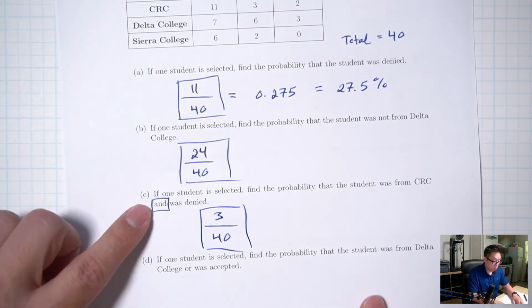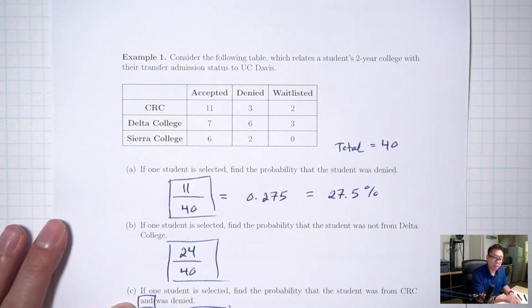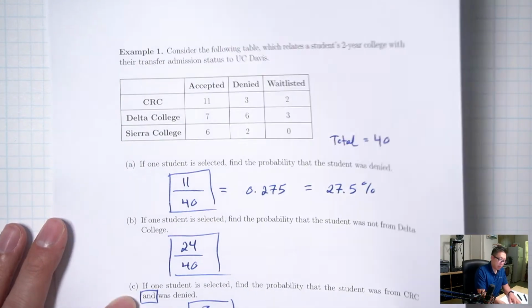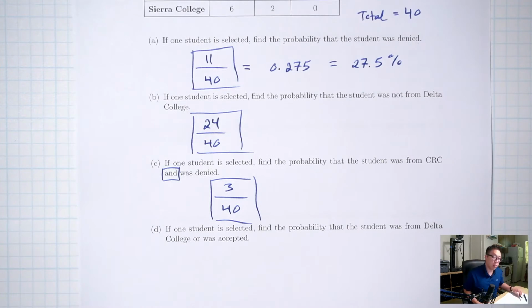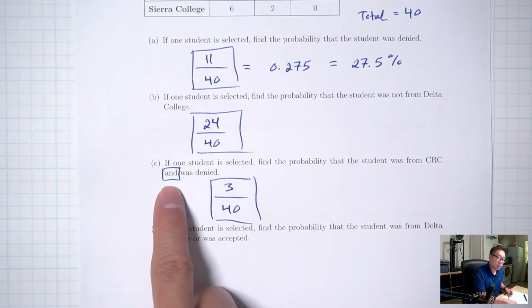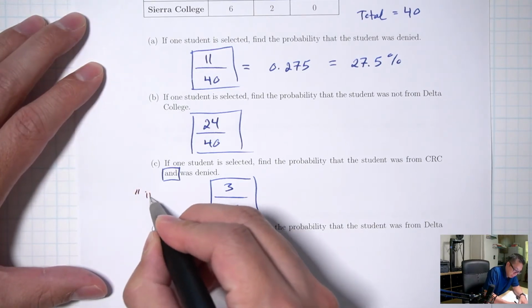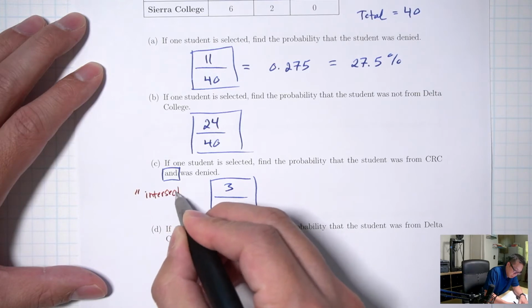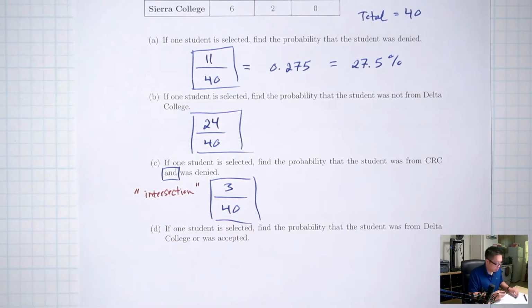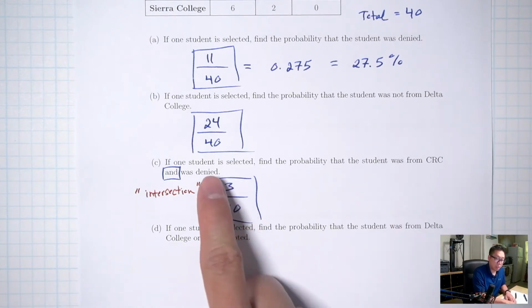As a tip for ands, it should be just a single number on your table. And to tie this back to the set theory unit that we just finished, ands correspond to intersections. What I'm doing here is taking the set of CRC students and the set of students who were denied, and looking at the intersection, which is the students who are in both sets at the same time. So the students who are both CRC students and at the same time denied.